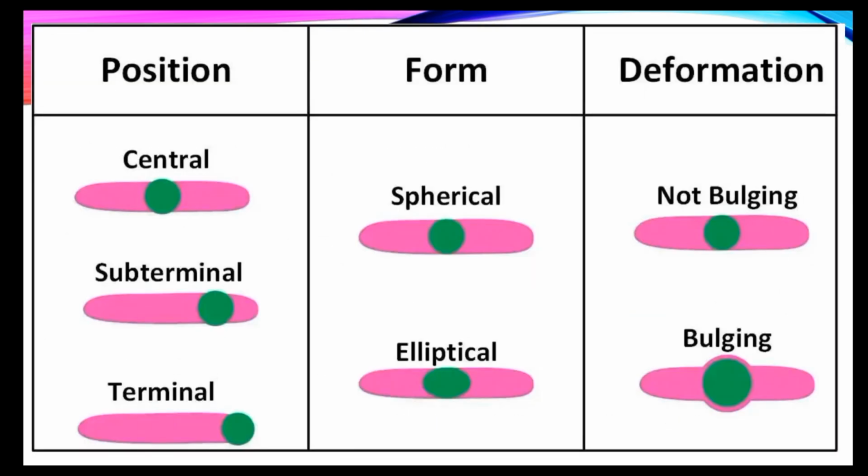The position, form, and deformation of the spore. Spore can have central, subterminal, and terminal position, can be of spherical or elliptical form. It can be non-bulging or bulging.